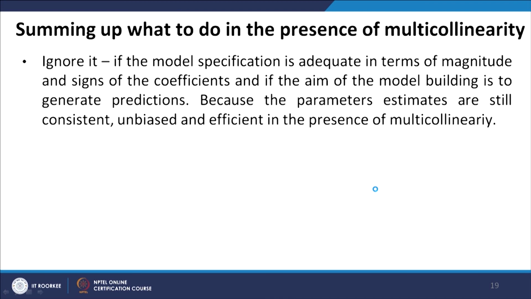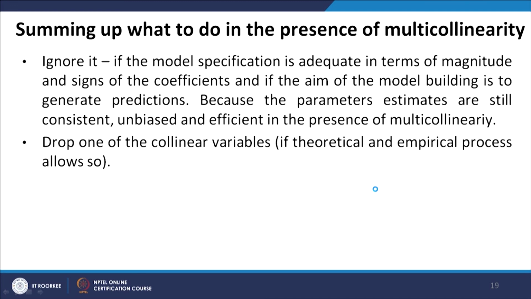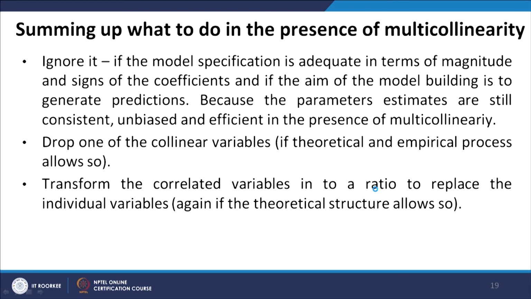So, depending on my focus or goal, I can ignore a certain amount of multicollinearity among the variables. Second is to drop one of the collinear variables. Another alternative is to drop the collinear variables if theoretical and empirical considerations allow us to do so, that is, if it is not a very important variable which needs to be retained in the model specification. Third, transform the correlated variables into a ratio to replace the individual variables, again if the theoretical structure allows us to do so. So, instead of individual variables, we can have a ratio of the two variables.